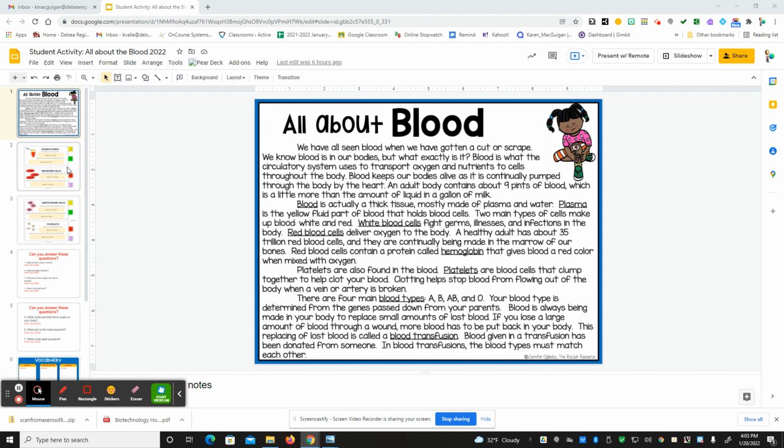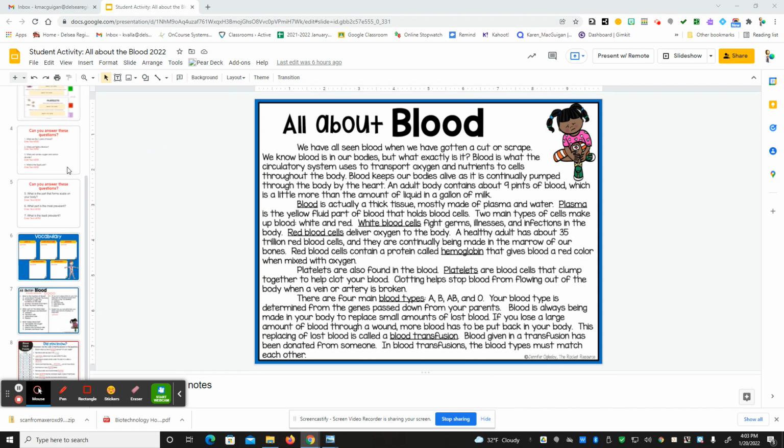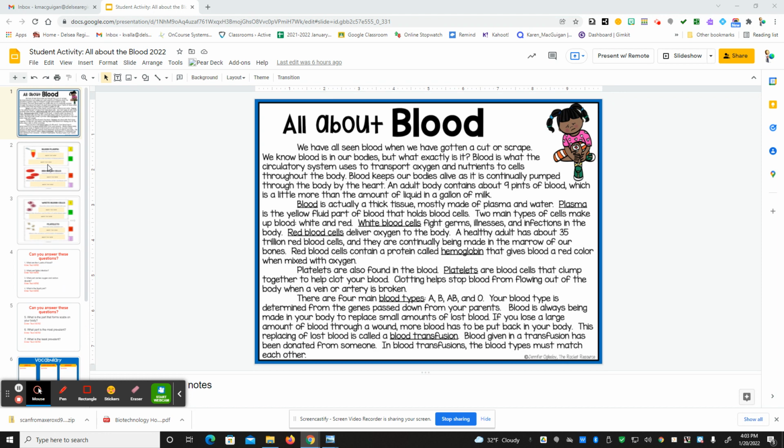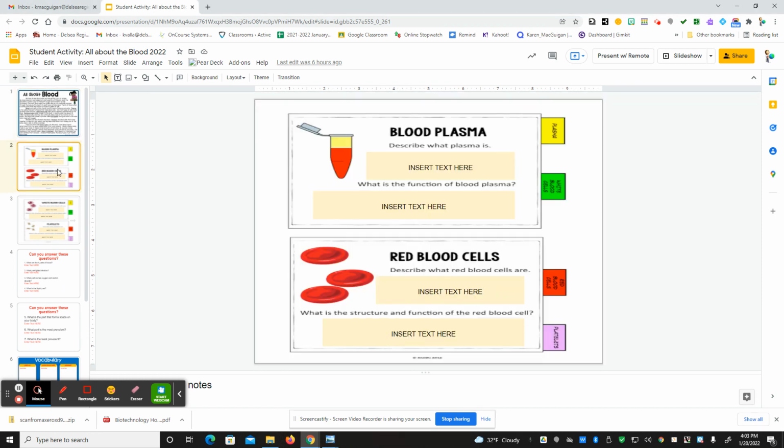So all the remaining slides, 2 through 8, are going to be where you have to actually do some work. If you look at slide 2, these are your first two components of blood. So you're going to tell me what plasma is. Again, you can go right to that background slide, or if you want to look at your notes from yesterday, that's no problem, but that's kind of what you're looking for. Same thing, red blood cells.